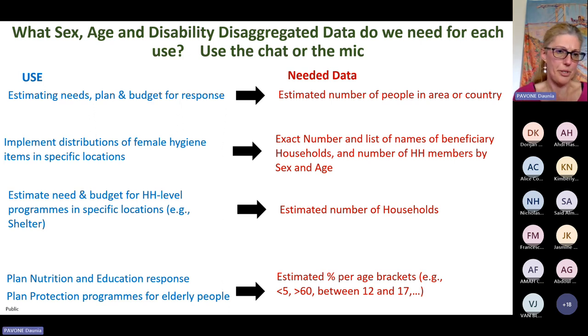Let's go a little bit further. If I want to implement a distribution of female hygiene items in a specific location, what type of population data, what type of sex and age and disability disaggregated data do I need? Is it enough that I get an estimation of people in an area or in a country? Or do I need something a bit more detailed?